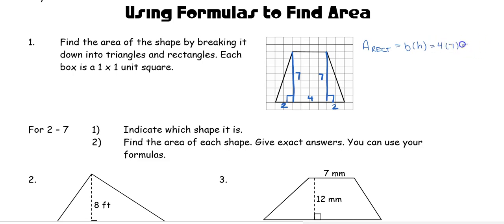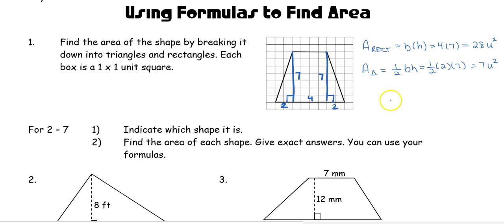It doesn't matter which one you say is the base and which one is the height. And area is squared. We don't know if it is an inch or a meter or whatever, so we're just going to say units squared. Then we have a triangle. The area of a triangle is 1/2 base times height. The base and the height are always perpendicular, so it's 1/2 the base of 2, the height of 7. 1/2 of 2 is 1. 1 times 7 is 7 units squared.